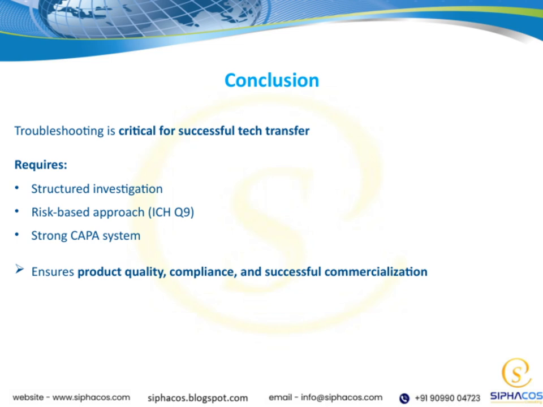Additionally, adopting a risk-based approach, like the principles outlined in ICH-Q9, helps us prioritize our efforts and focus on the most critical areas that could impact product quality and compliance. This way, we're not wasting time on minor issues, but addressing what truly matters for the product's success.